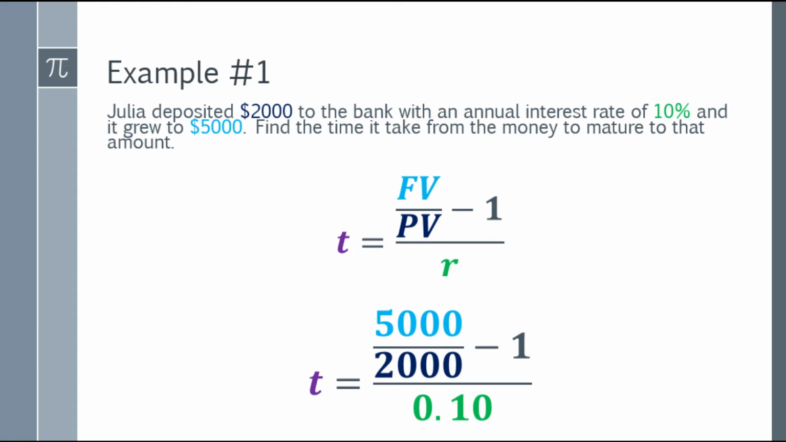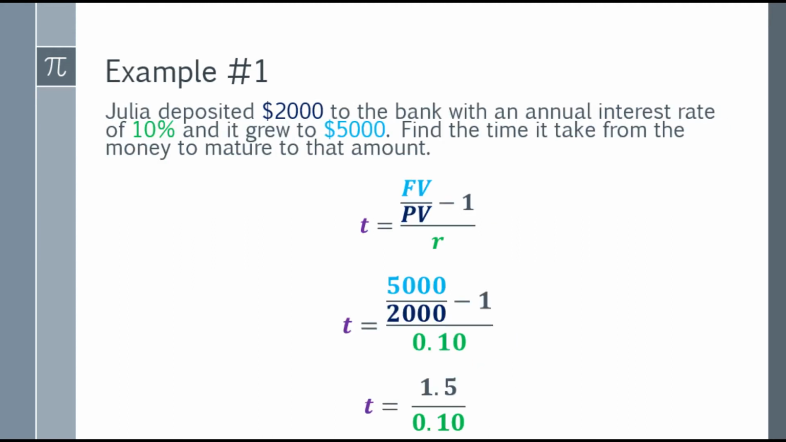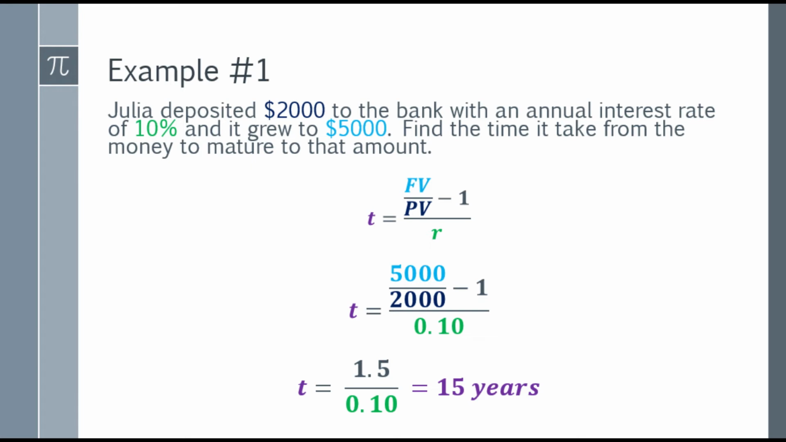Now, we're going to simplify the numerator part. So 5,000 over 2,000 minus 1, and the answer will be 1.5. Let's divide it by 0.10 and we will have an answer of 15 years. Always remember, nakadepende palagi ang time sa year. So, ang sagot ay 15 years.